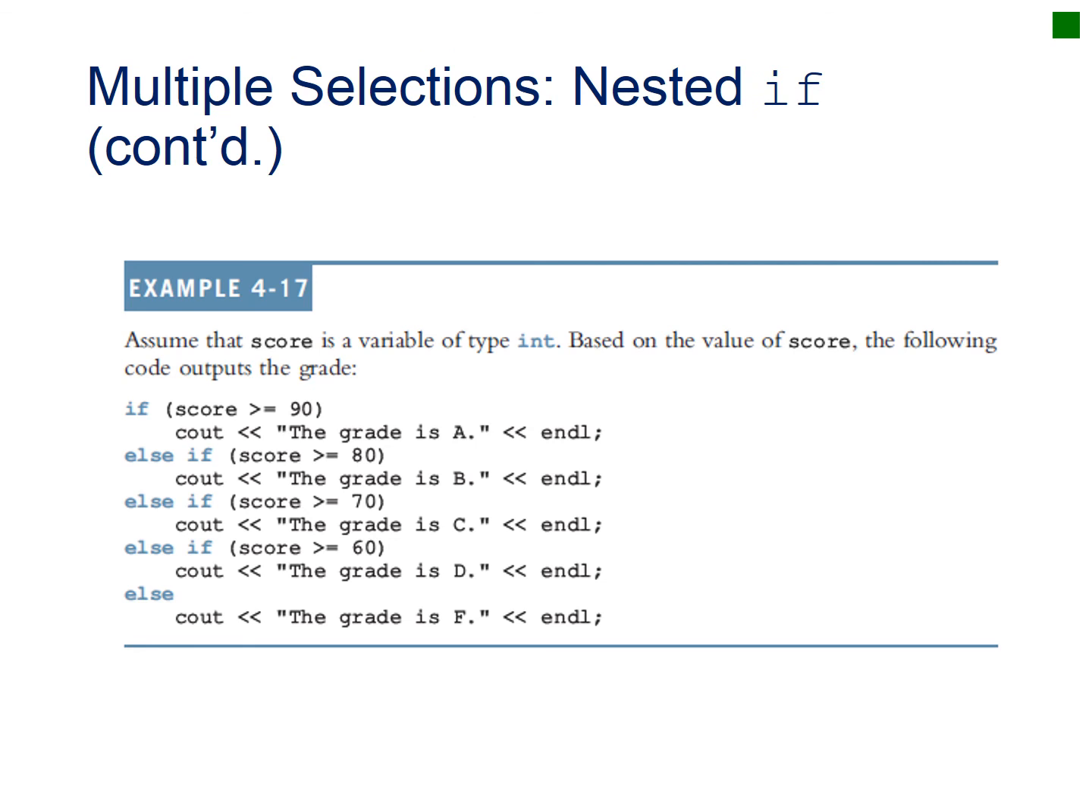Assume that score is a variable of type int. Based on the value of score, we have the following code which outputs the grade. If the incoming score is greater than or equal to 90, then the grade is an A. If the incoming score is greater than or equal to 70, then the grade is a C.